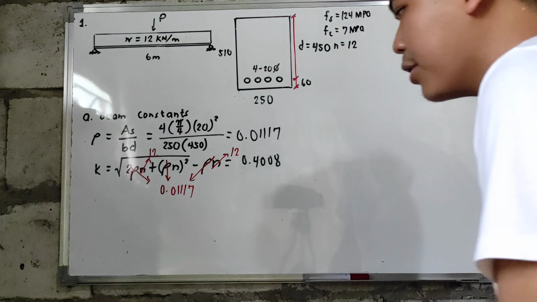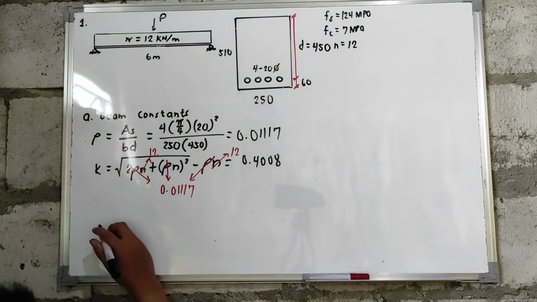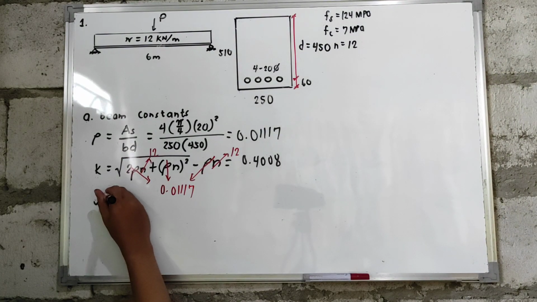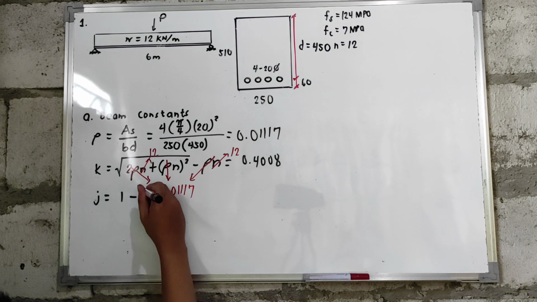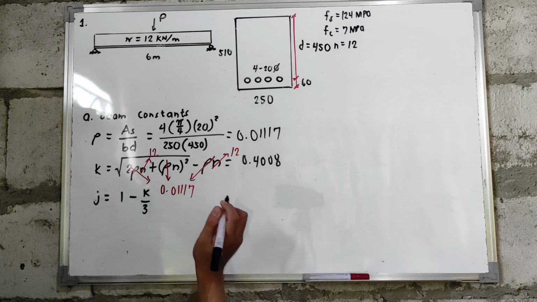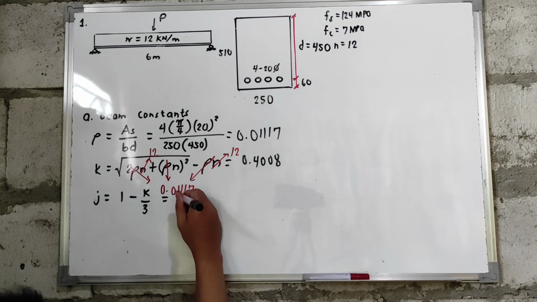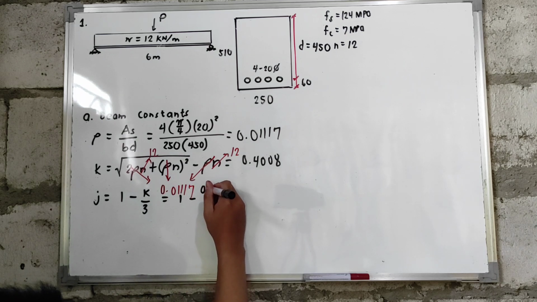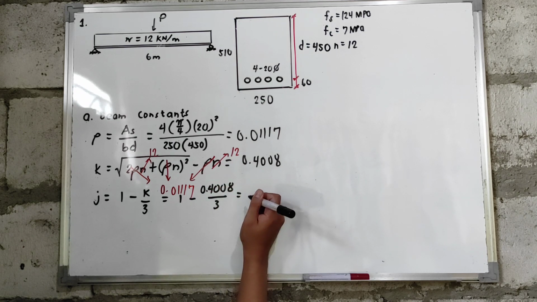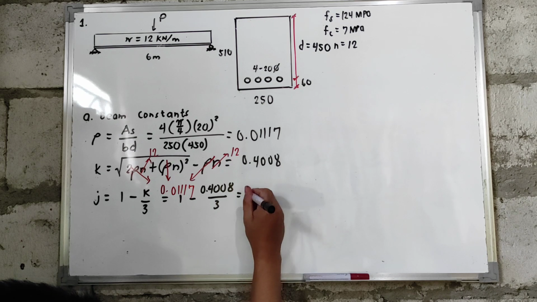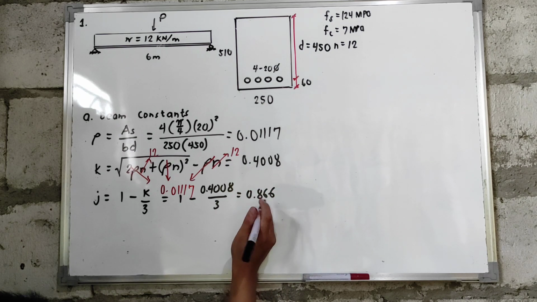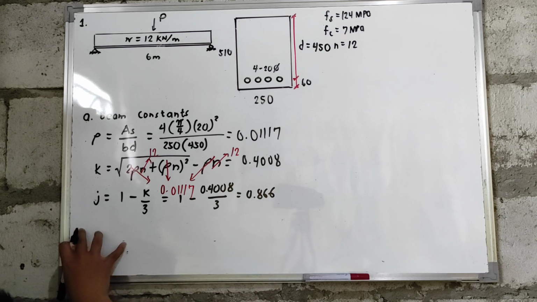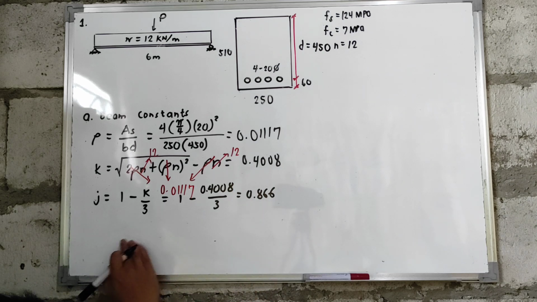Next naman, after computing for the value of your K, makukuha na ngayon natin yung value ng J natin, which is equal to 1 minus K over 3. So we have a value of 1 minus 0.4008 over 3. So you have a value of 0.866. Sir, bakit po natin kinompute yung mga values ng beam constant natin?